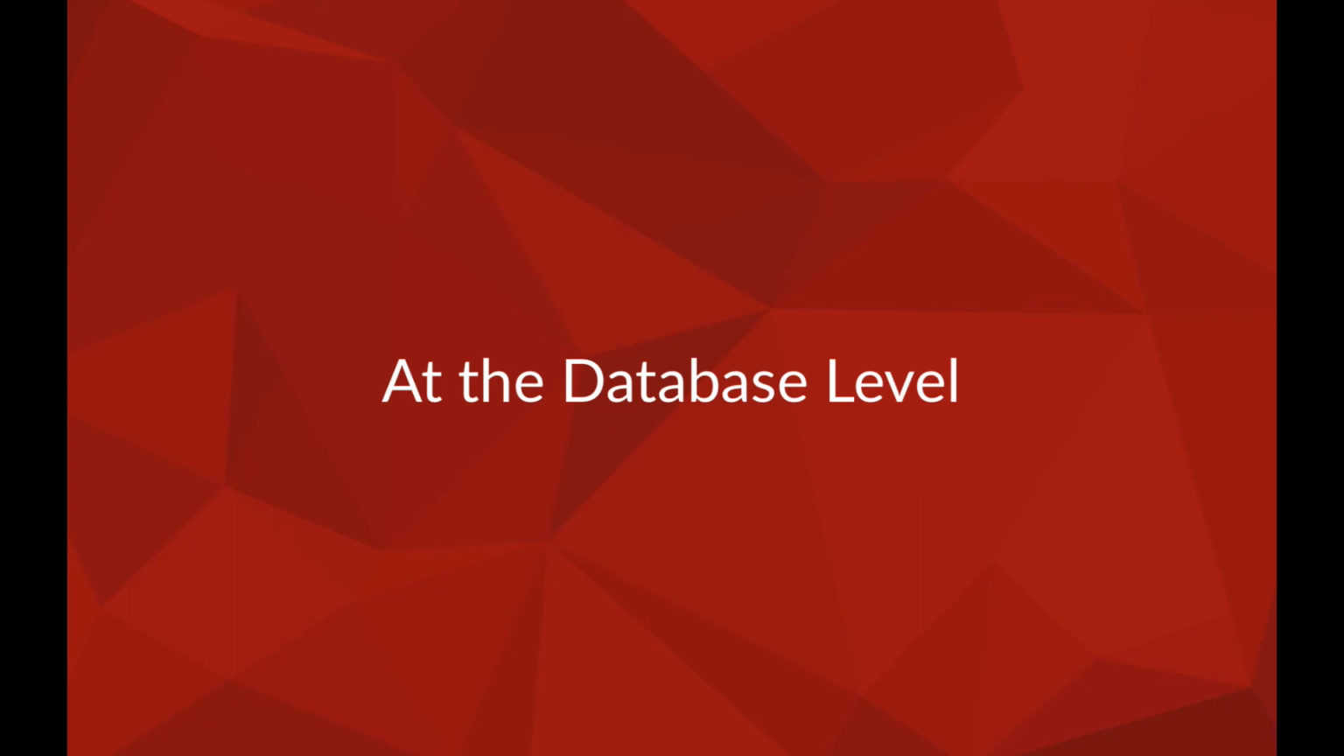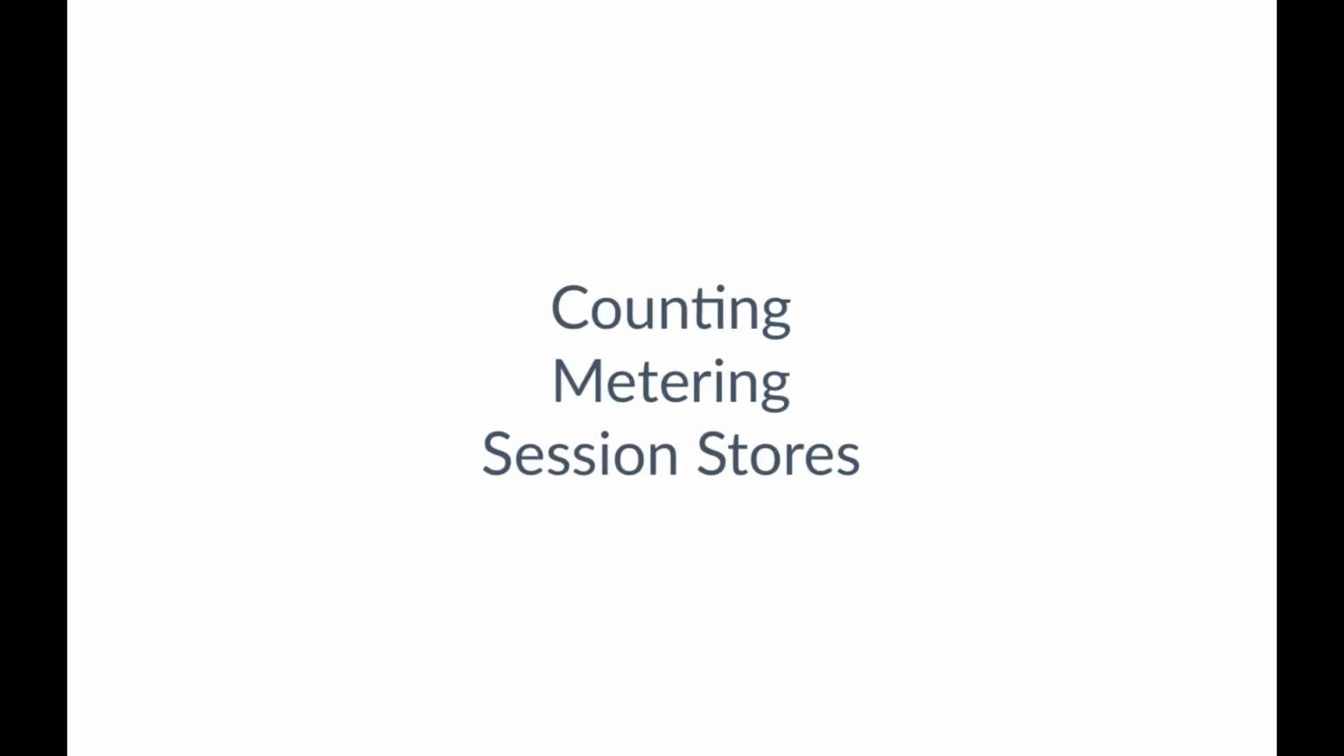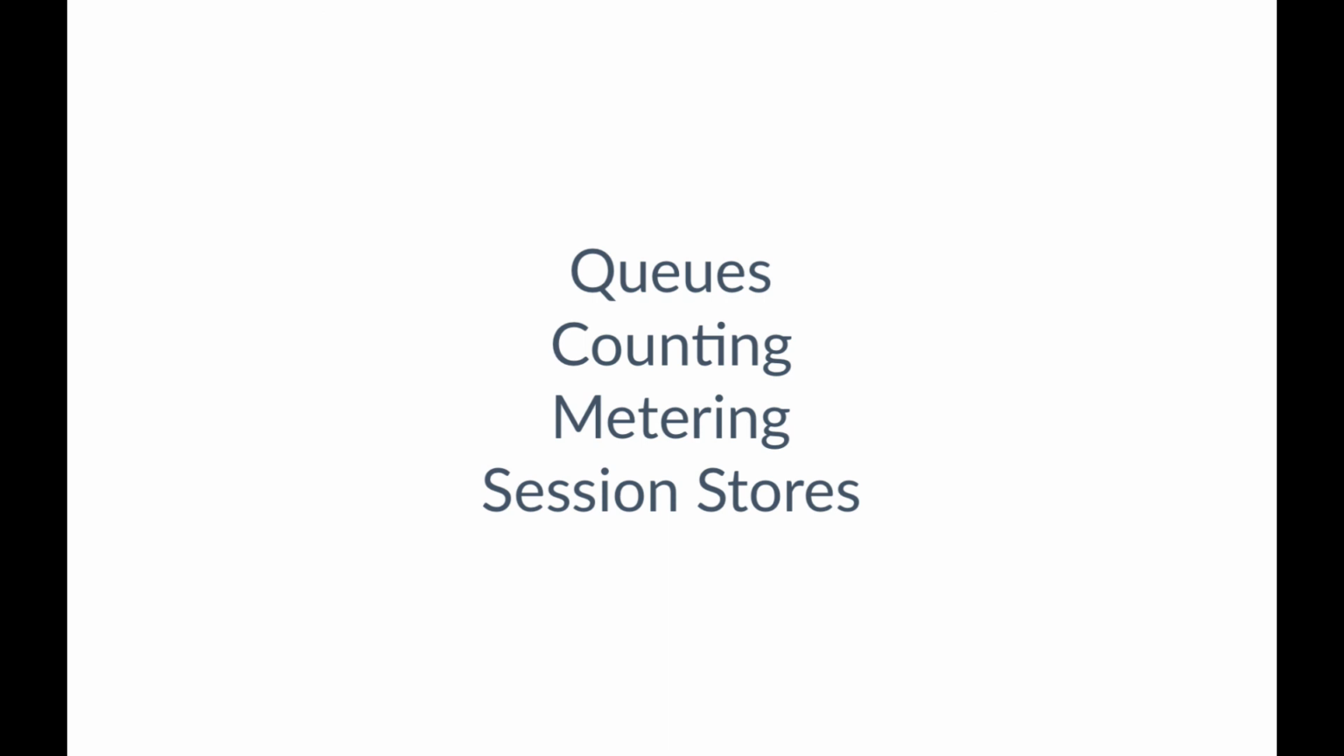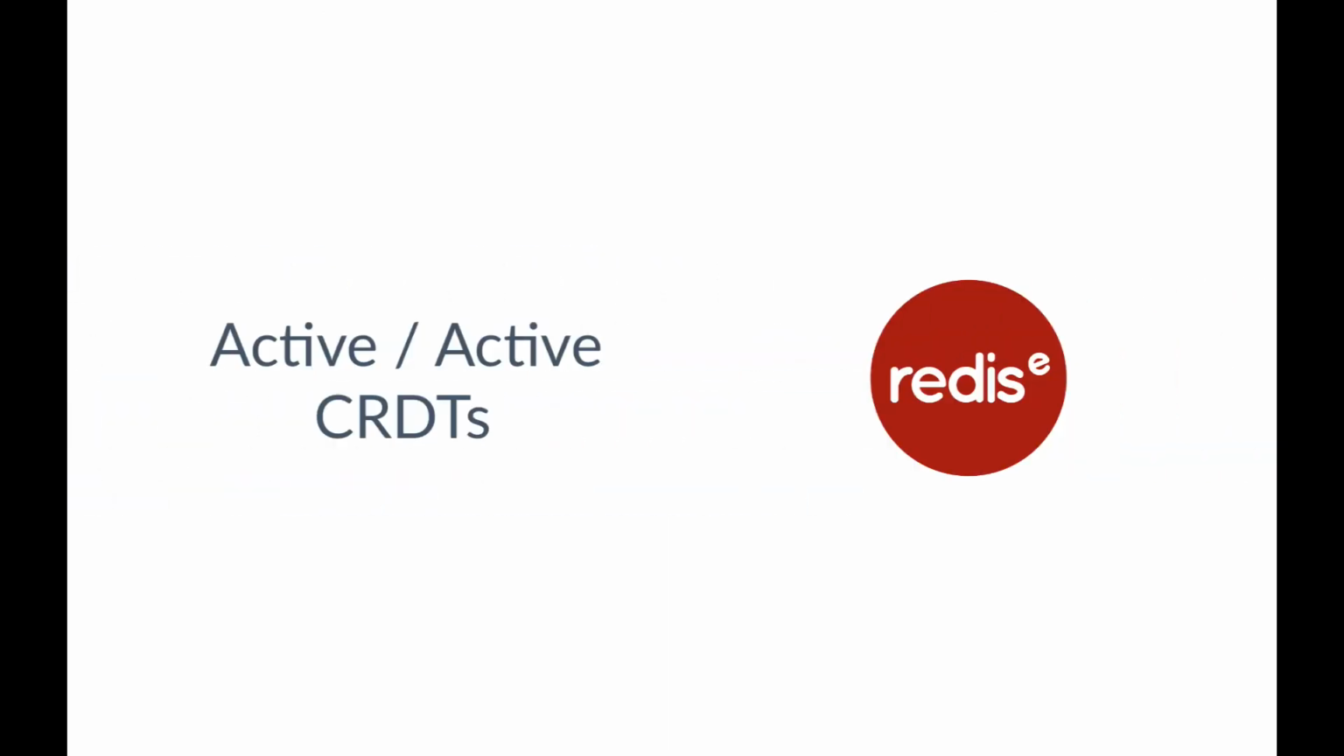This shopping cart example is only one of the many potential applications of CRDTs. Active-active can be used to power geo-replicated session stores, metering, counting, and queues, as well as many more. Active-active and CRDTs are only available in Redis Enterprise.